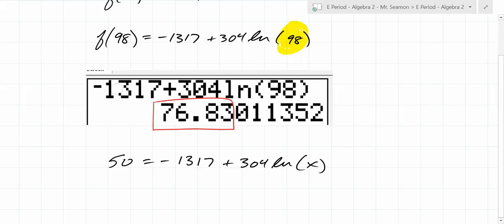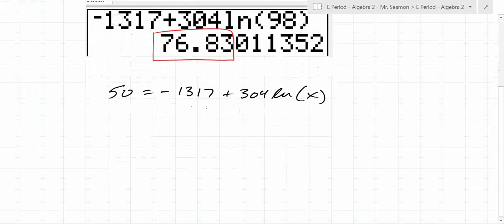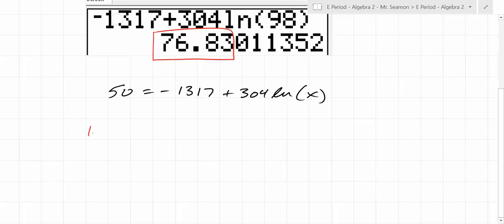So what are we solving for? We're solving for X, how many years it is going to take to get to 50%, right? So how do we go about solving this? What's the first step? What's the first small step I can make? Liv. Correct. So I end up with 1,367 equals 304 ln x.